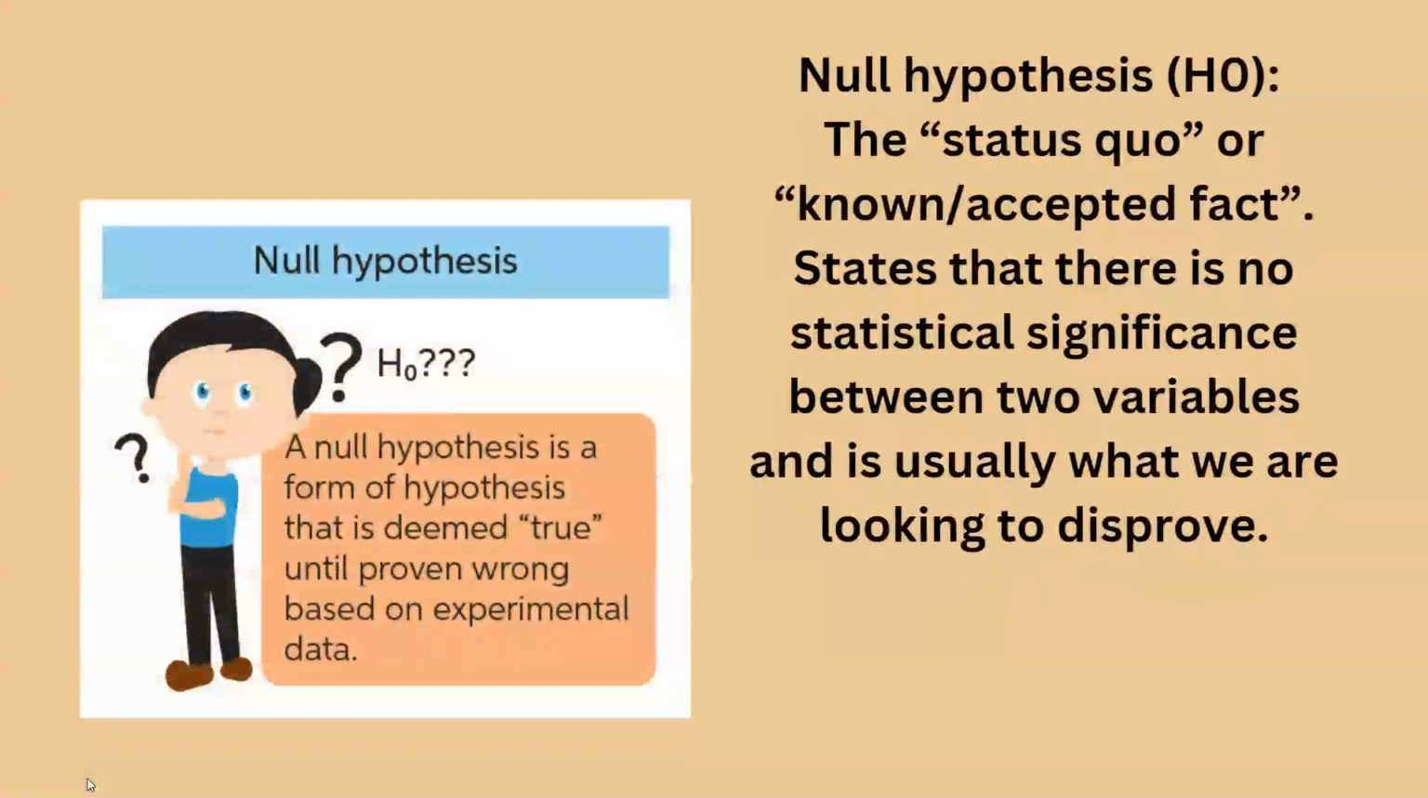We remember that a null hypothesis is a form of a hypothesis that is deemed true until proven wrong based on experimental data, also known as the status quo or known accepted fact. It states that there is no statistical significance between two variables and is usually what we are looking to disprove.